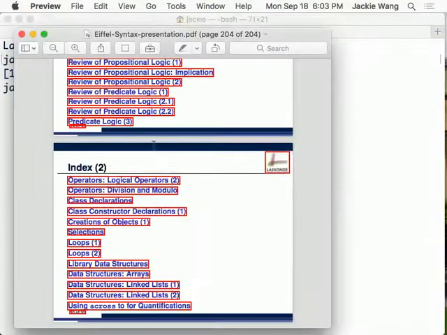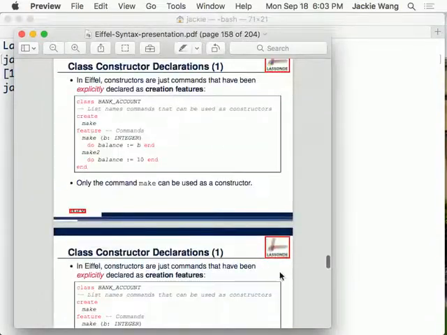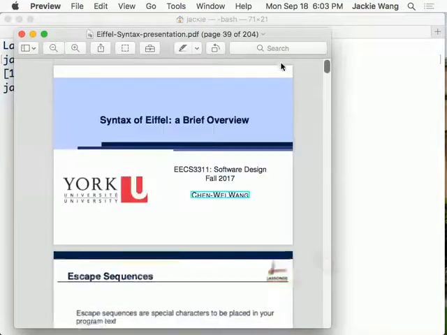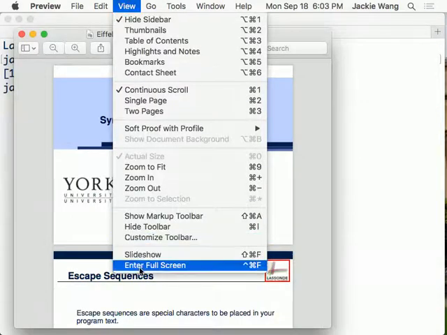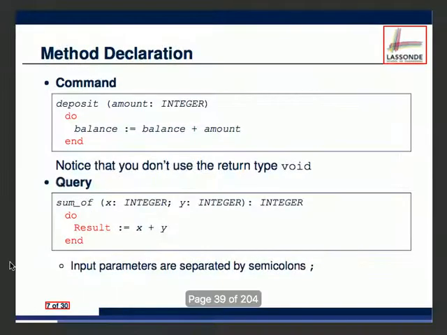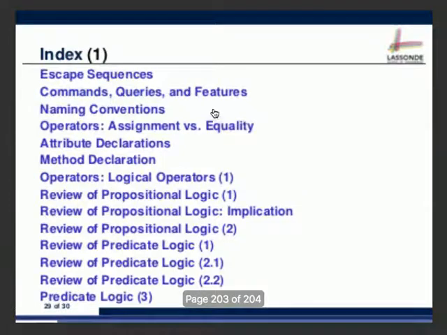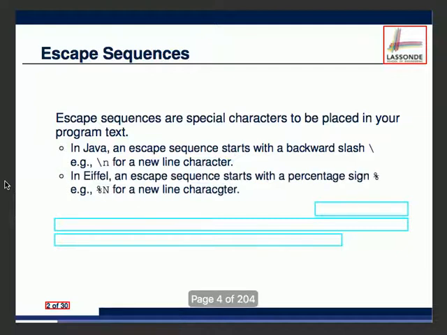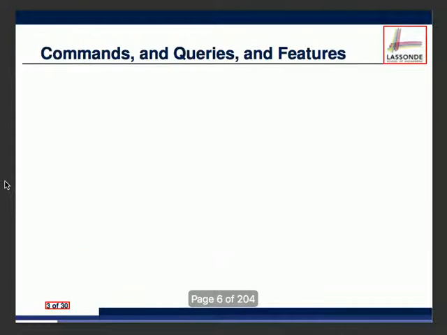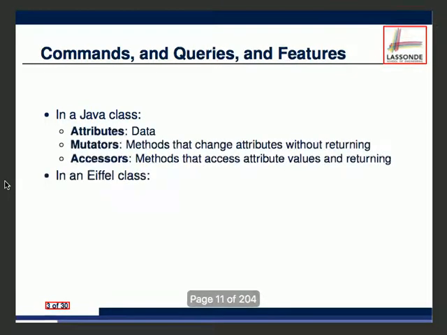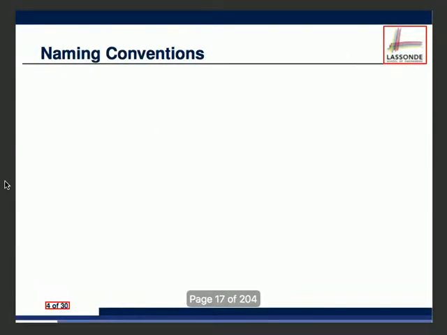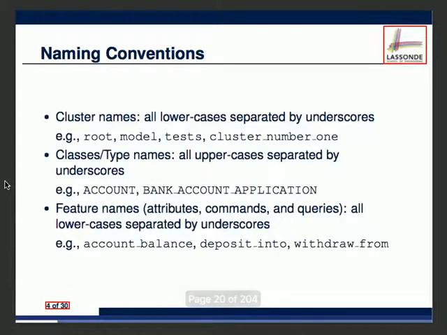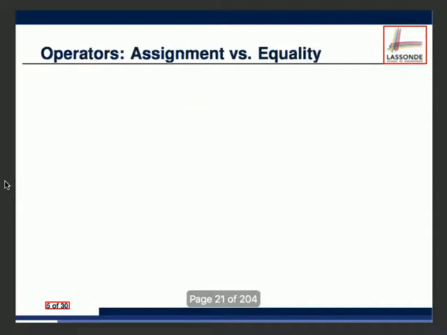Okay, Eiffel syntax. I'll start from the beginning. If there's anything that I think I can skip, I'll just skip. Okay, let me just go. Okay, escape sequences. Well, in Java, you say slash something. In Eiffel, just say percentage. That's easy. This one is not difficult. I talked about commands, queries, and features already, so that's one I can also skip. Naming convention also, right? Nothing too intelligent here.